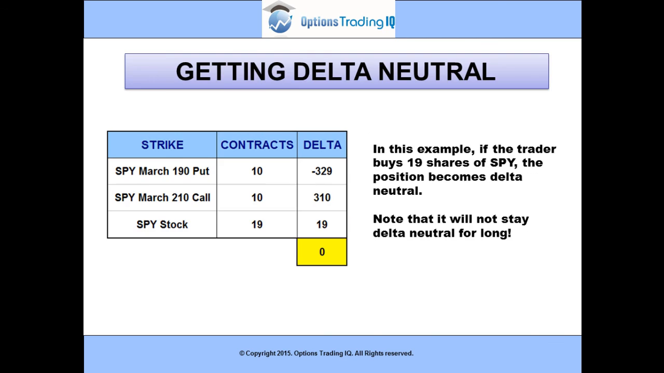If you wanted to get perfectly delta neutral, with this example, you could go ahead and buy 19 shares of SPY and the position would then become delta neutral. Note, of course, that it will not stay delta neutral for long. Okay, so that's how you get delta neutral. If you're suffering from the effects of the volatility skew and you want a perfectly neutral trade, you can just pick up some stock to neutralize that delta.